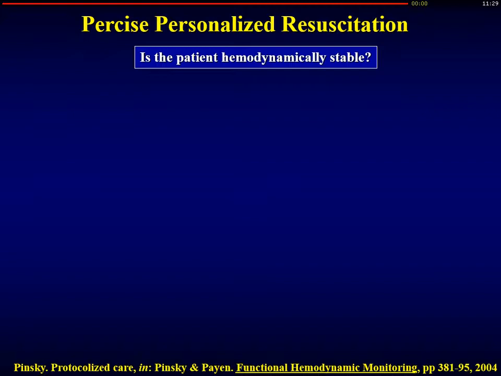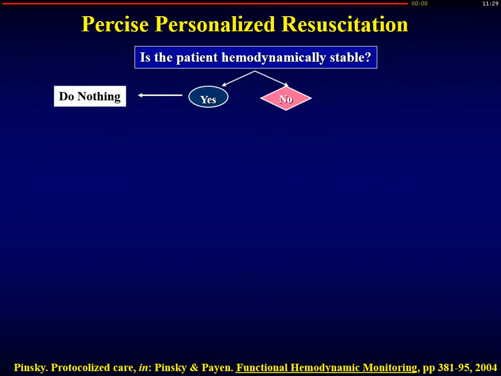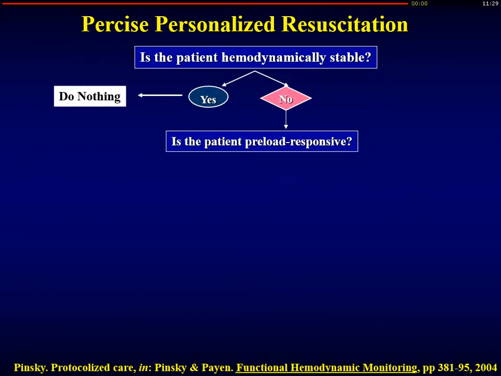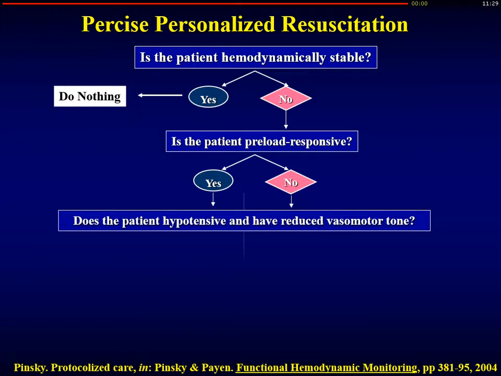The first thing you ask is, is your patient stable? If they are, have a nice day. If they're not, ask if they're volume responsive. The answer is either yes or no, a pulse pressure or stroke volume variation of greater than 10 to 15%. But you don't stop there. You say, is my patient volume responsive and have decreased vasomotor tone? The answer is yes or no. Half the patients will be volume responsive, half won't.